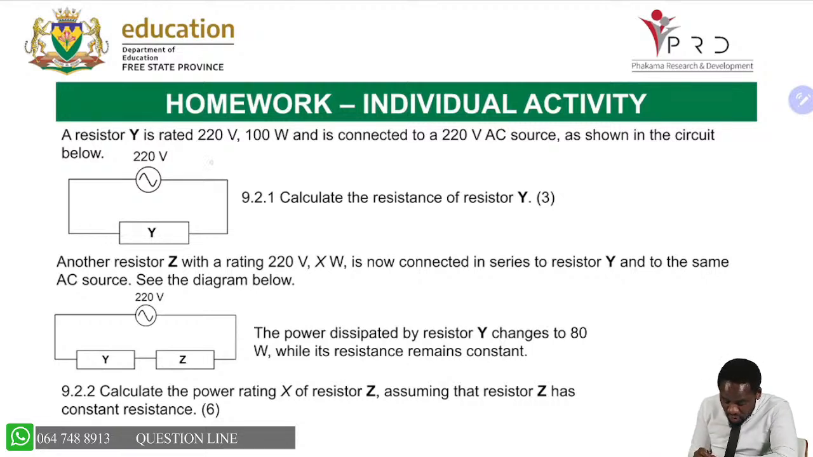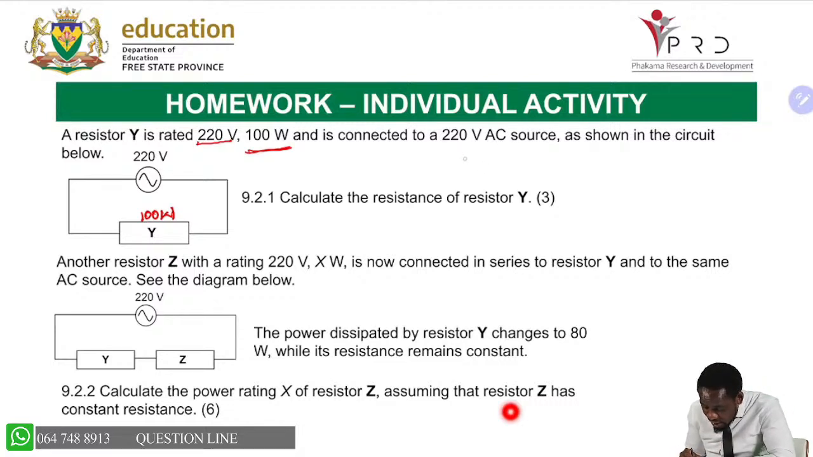We've got a resistor Y, which is rated 220 volts, right? And then the AC source is also 220 volts. So this 220 volts is actually the root mean square voltage, right? Then it's rated 100 watts. Okay, this is the wattage. So this is 100 watts, right? That's the power rating of this resistor.